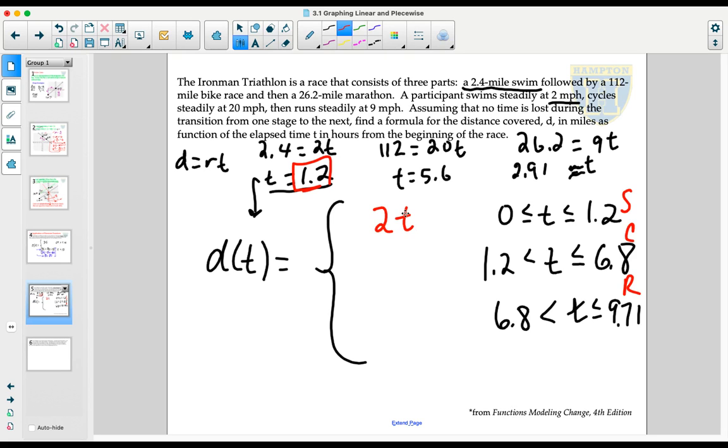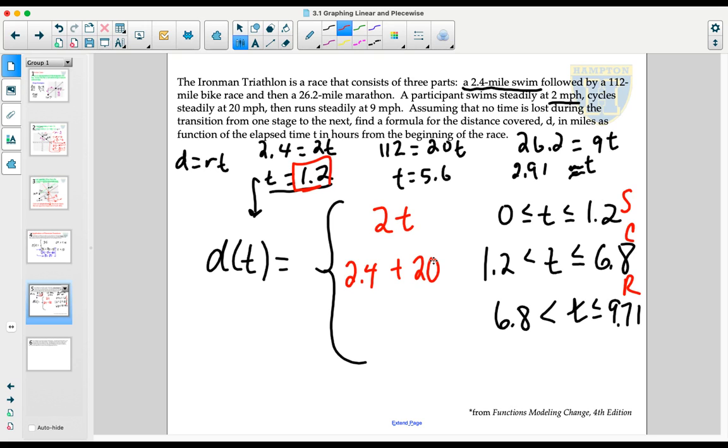We'll do the same thing for the biking section. In the biking section, or the cycling section, they're going to cycle at a rate of 20 miles per hour. But that's after already having finished the swimming portion of the race. So having finished the swimming portion of the race, plus 20, and that 20 is going to be per hour. But that 20 per hour doesn't start until the swimming section is finished.